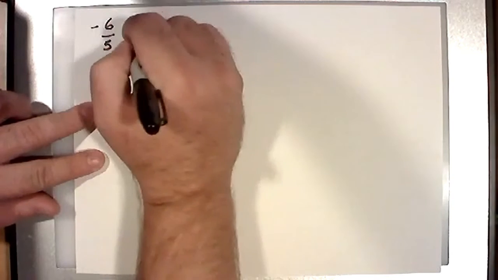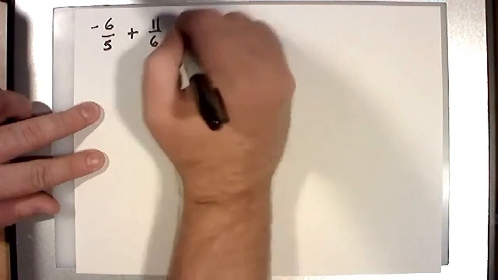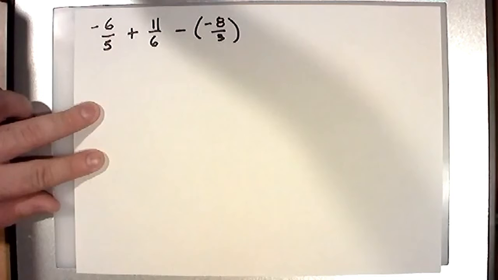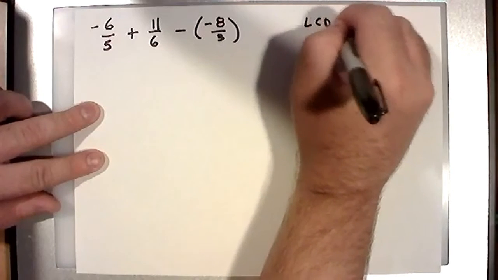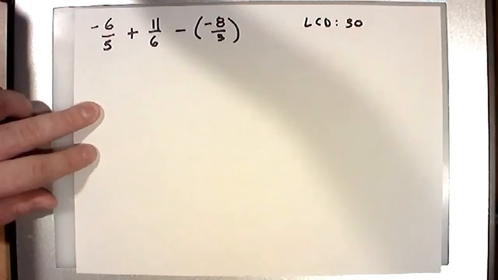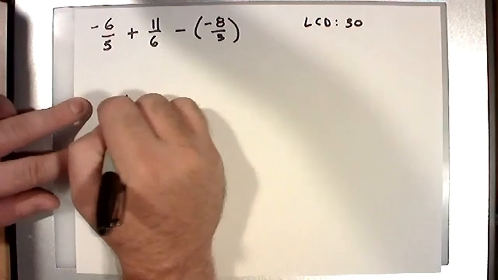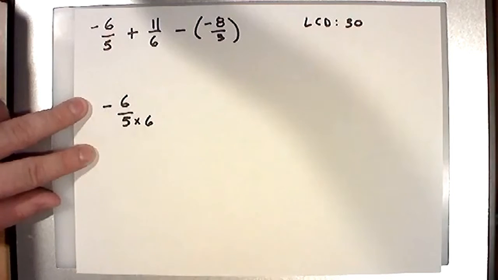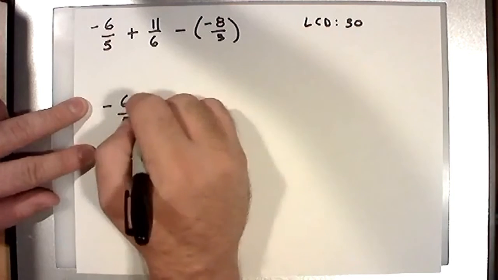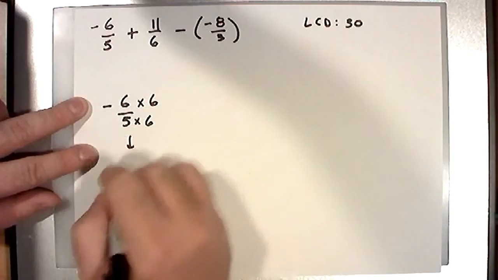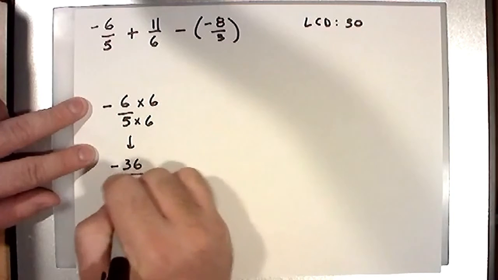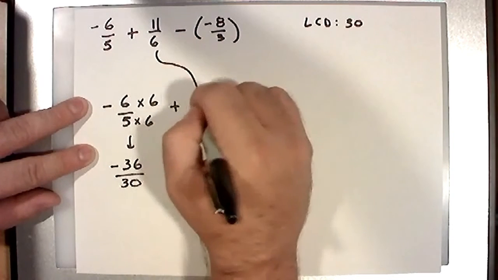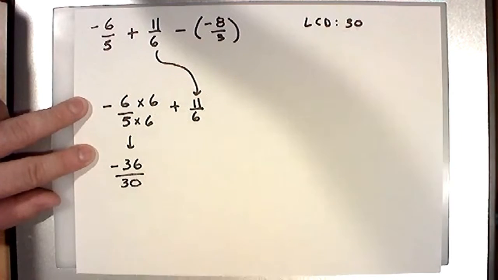-6 over 5 plus 11 over 6 minus -8 over 3, which you probably already converted in your head to positive, which would be good. Our least common denominator, we just agreed, would be 30. So let's take that -6 over 5. How do we get that to have a denominator of 30? Well, multiply the 5 by 6, right? That's what makes 30. Just don't forget what you do to the bottom, you have to do to the top. So this is going to turn into -36 over 30. The positive 11 over 6, we need that one to have a common denominator of 30.